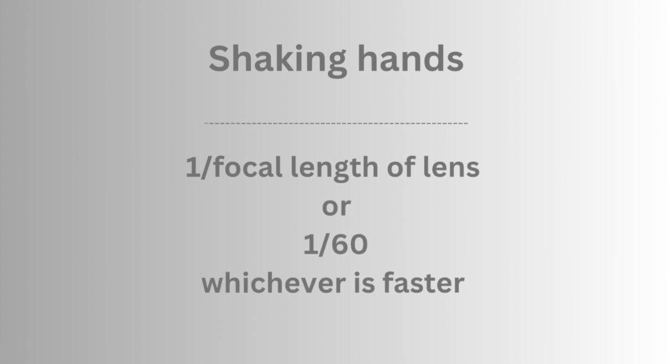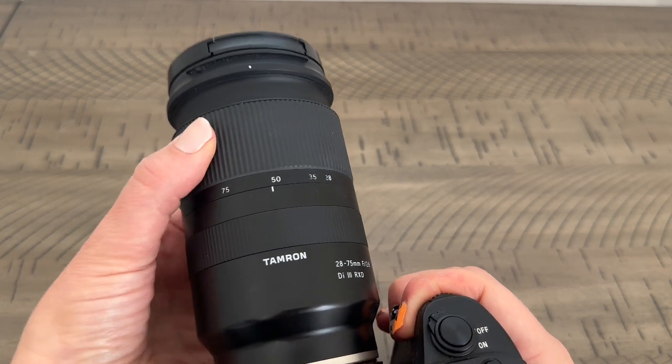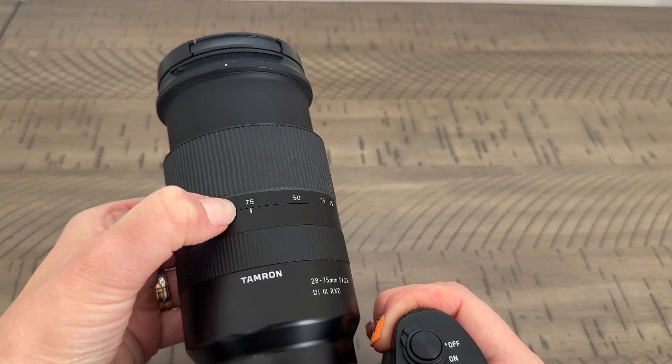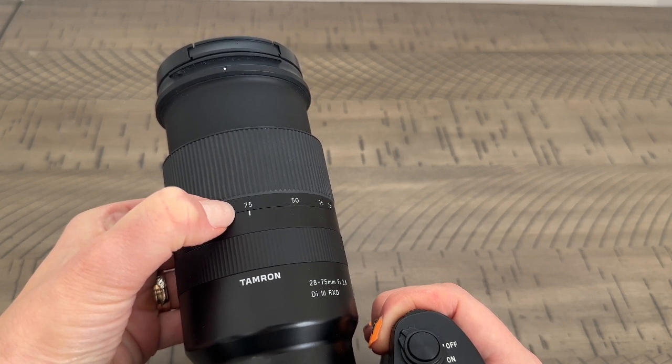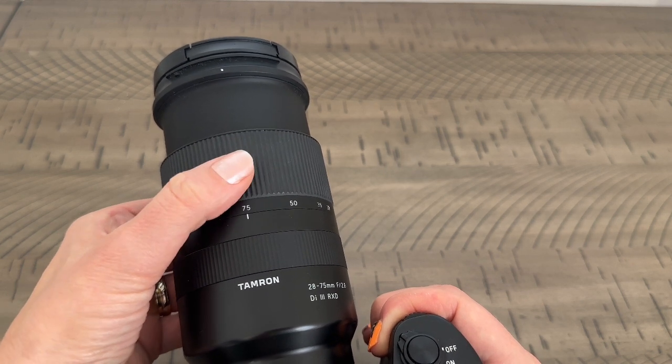Now let's go over some guidelines for shutter speed in different situations. The general rule to minimize handshake when you are hand holding your camera to take an image is to set the shutter speed at 1 over the focal length of the lens or 1 over 60, whichever is faster. Let's use my camera with the lens I have on it right now as an example. If I zoom my lens all the way out to 75 millimeters, the slowest shutter speed I would want to use is 1/75th of a second, and that would minimize any handshake that's introduced during the taking of the picture.